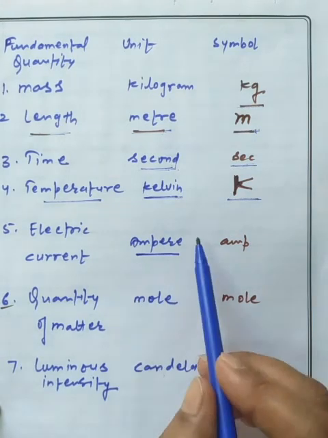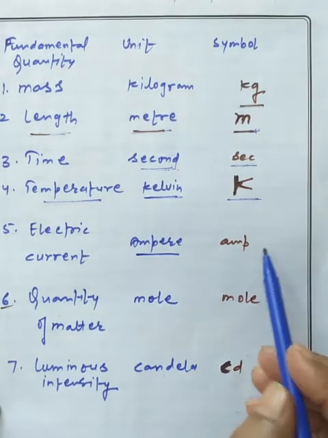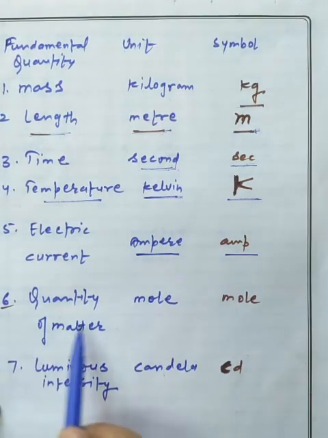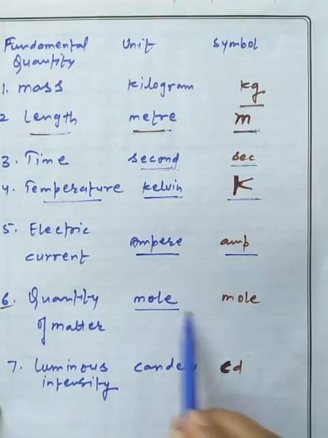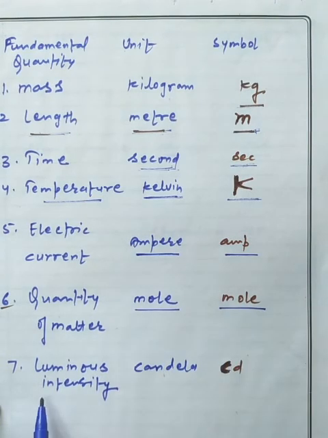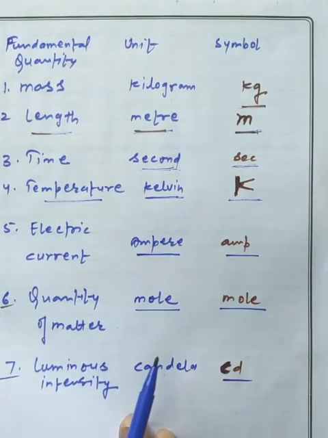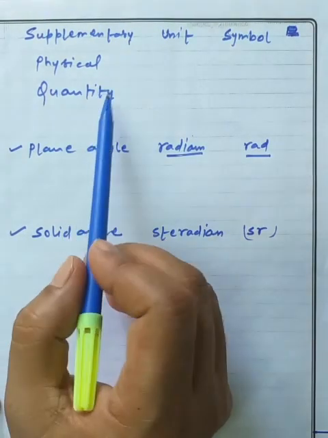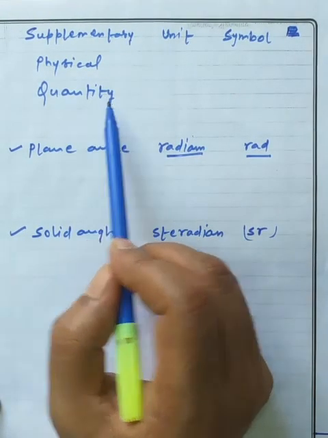So the unit of electric current is the ampere, and the symbol is A. The quantity of matter has the unit mole, with the symbol mol. The seventh is luminous intensity, with the unit candela and the symbol cd. Besides these seven quantities, we have two other quantities, called the supplementary fundamental physical quantities.